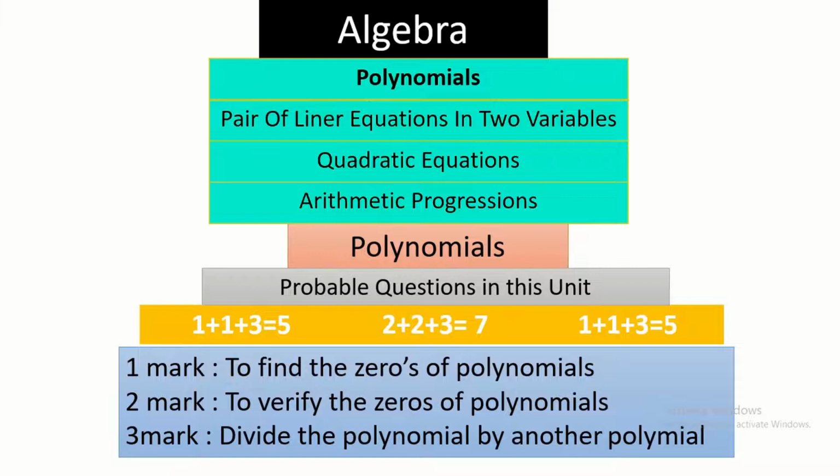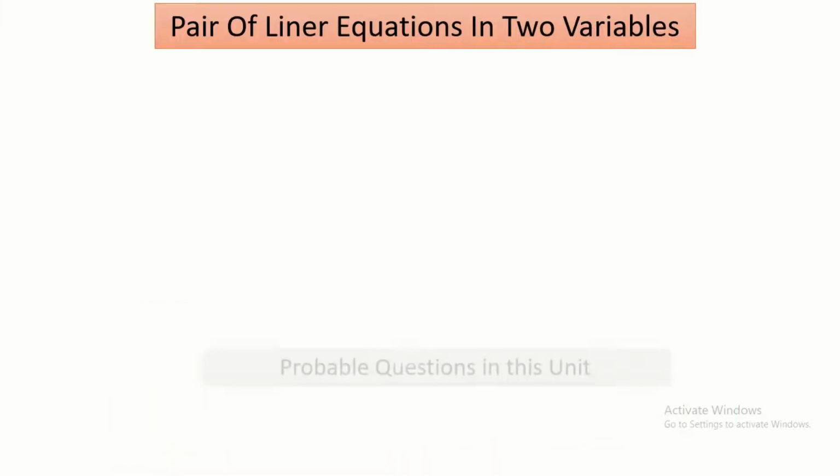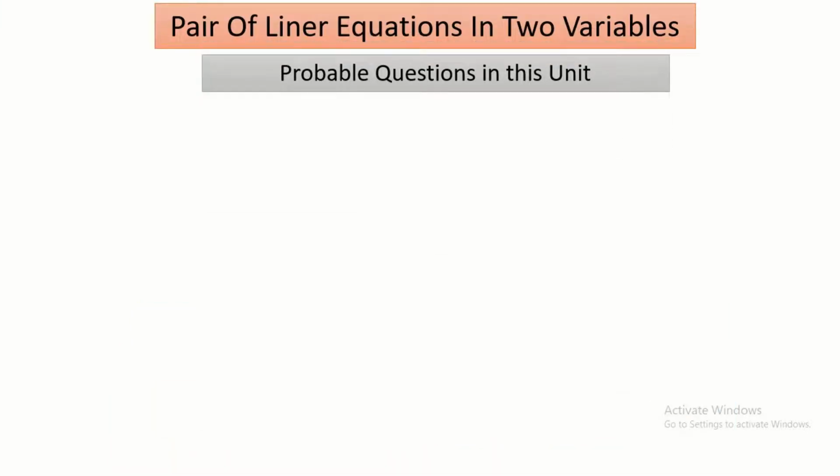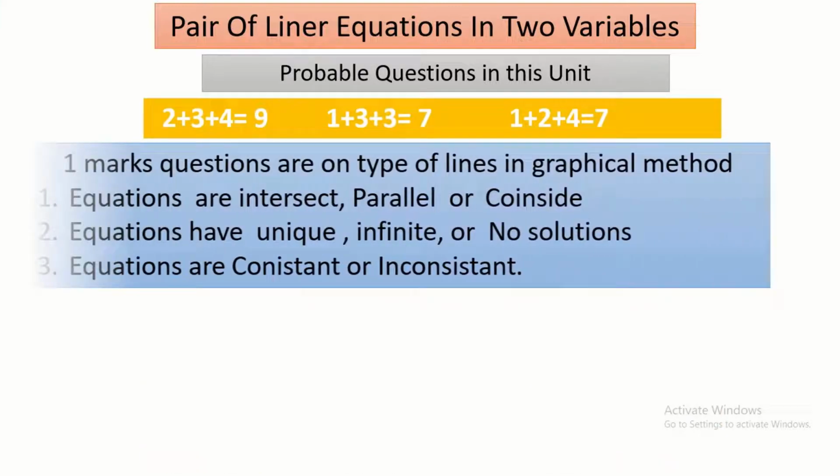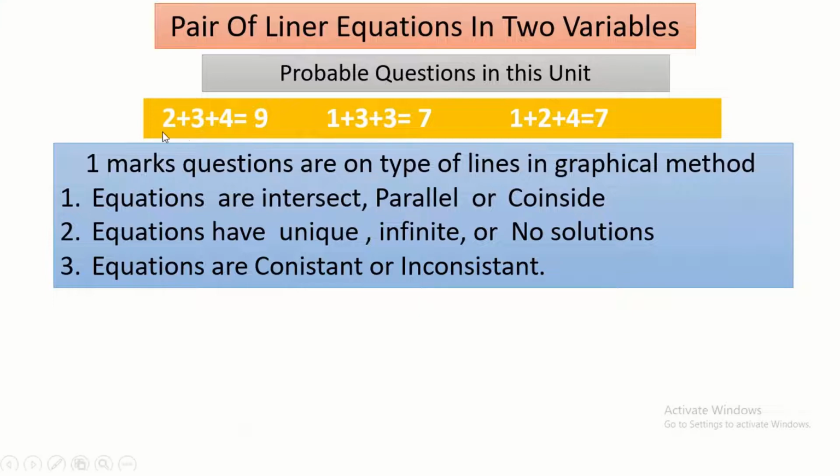So the second unit in the algebra is pair of linear equations in 2 variables. The probable questions here are like this. It may be 2 marks 1 question, 3 marks 1 question, and 4 marks 1 question, totally 9 marks. And 1 mark 1 question and 3 marks 2 questions, totally 7 marks. And 1 mark 1 question, 2 marks 1 question, and 4 marks 1 question, totally 7 marks, for the pair of linear equations.